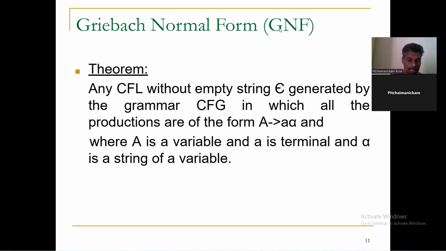The actual definition is that any CFL without the empty string is generated by a grammar G in which all the productions are of the form A derives a alpha, where capital A is a variable, small a is a terminal, and alpha is a string of variables. You just note it out. Any CFL without the empty string generated by the CFG in which all the productions are of the form A derives a alpha, where A is a variable, alpha is a string of variables, and small a is a terminal. So this is the information on this.